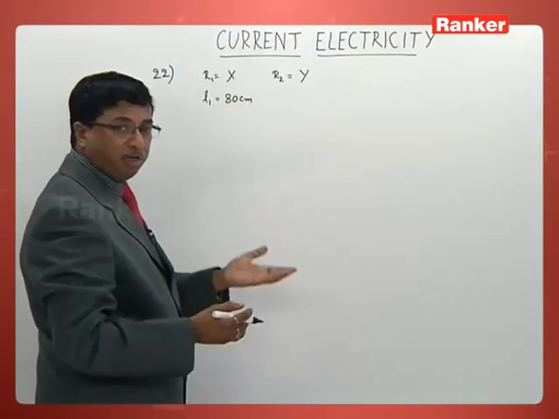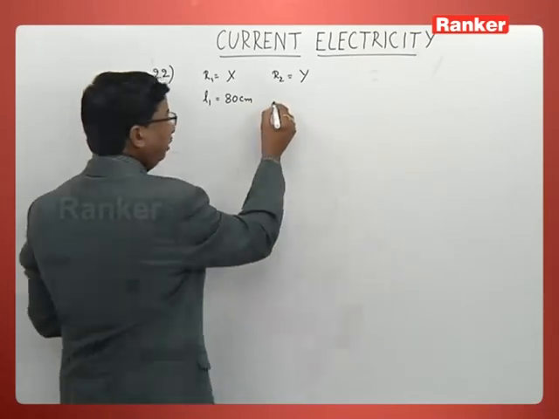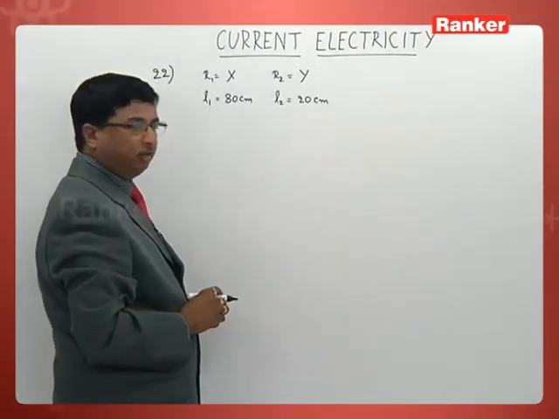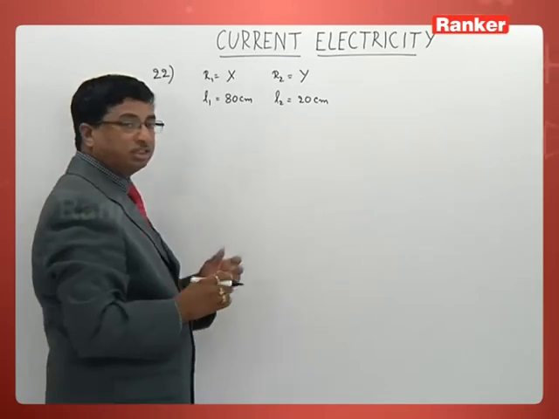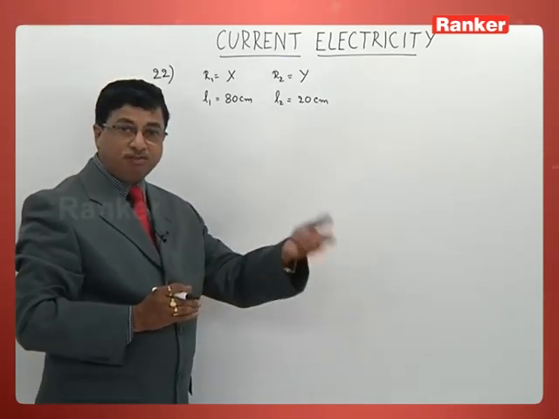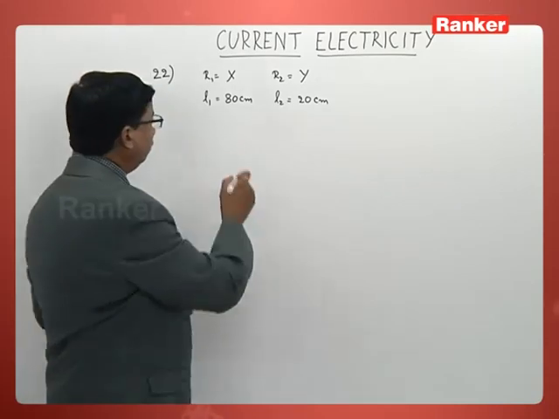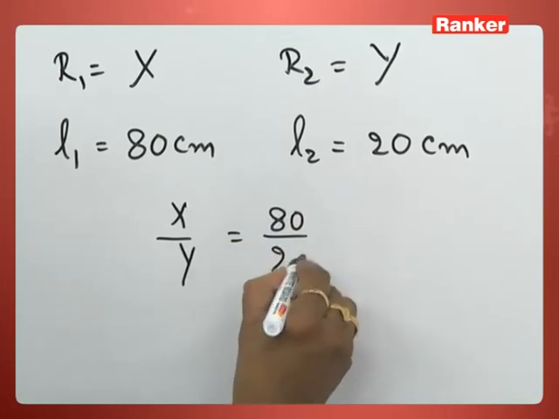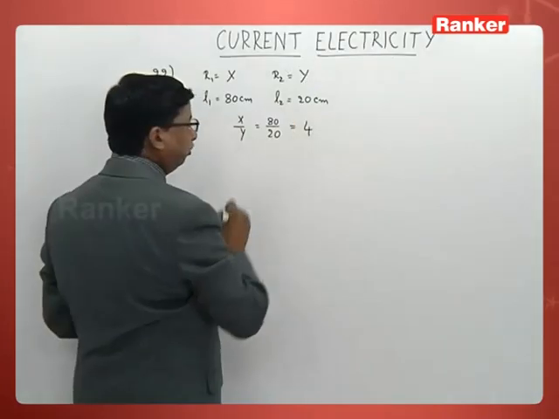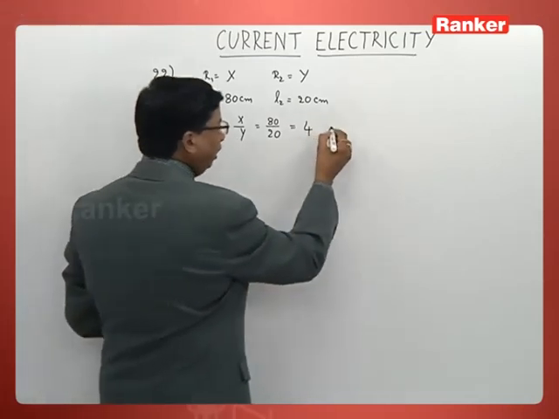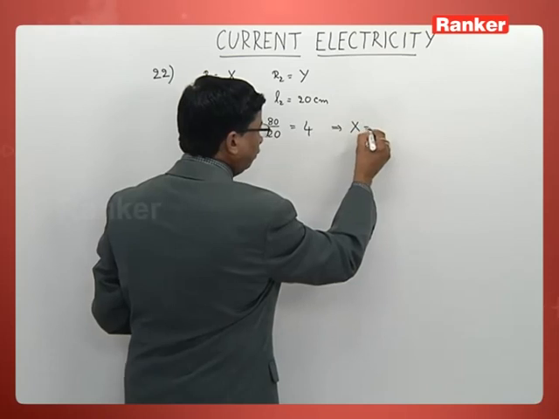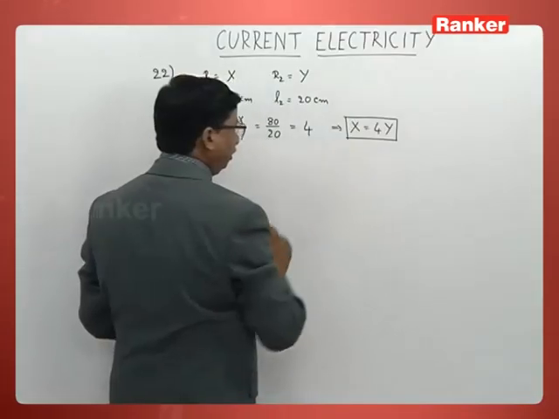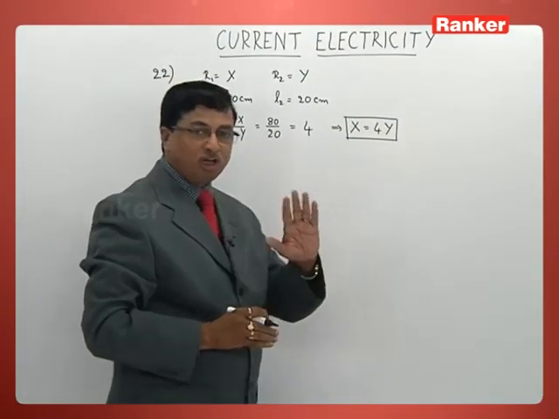80 means what will be the remaining? Obviously 100 minus 80. So L2 must now be 20 centimeter. Then what can I write according to the concept of Wheatstone bridge balancing principle? We write X by Y is equal to 80 by 20, which now is going to be 4. So there is a relation between X and Y like this. What is the relation? X is equal to 4 times Y.